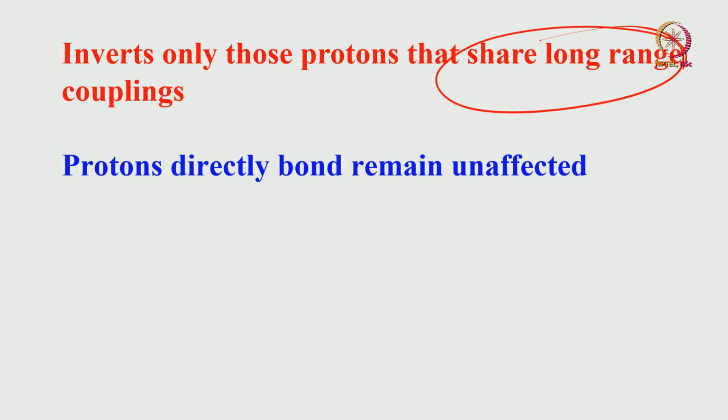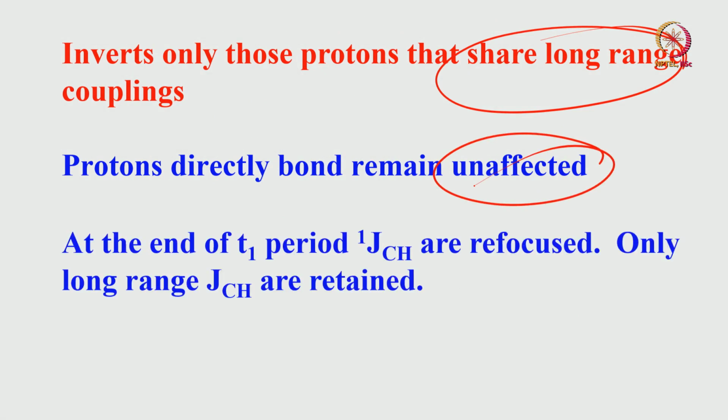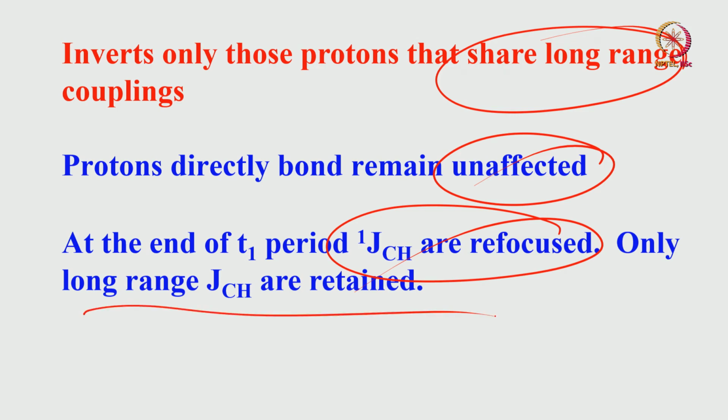It inverts those protons that share long range couplings in this experiment. Protons directly bonded remain unaffected here in this sequence, not in the BIRD, I am telling. In the sequence of the J-resolved experiment for long range, this is what happens. It inverts only those protons that share long range couplings. Protons directly bonded remain unaffected. At the end of the t1 period, 1JCH is refocused, only long range couplings are retained.